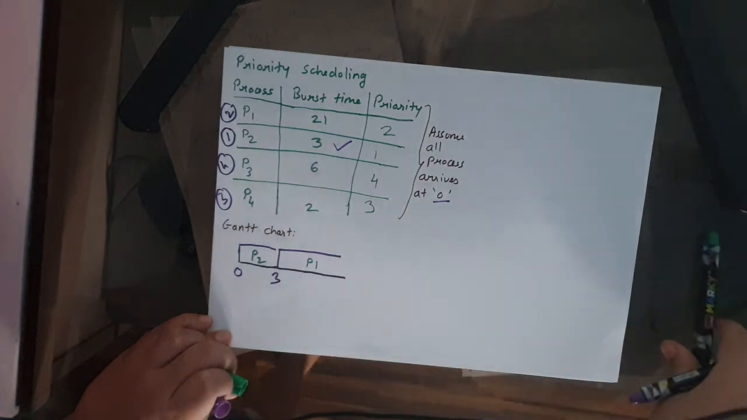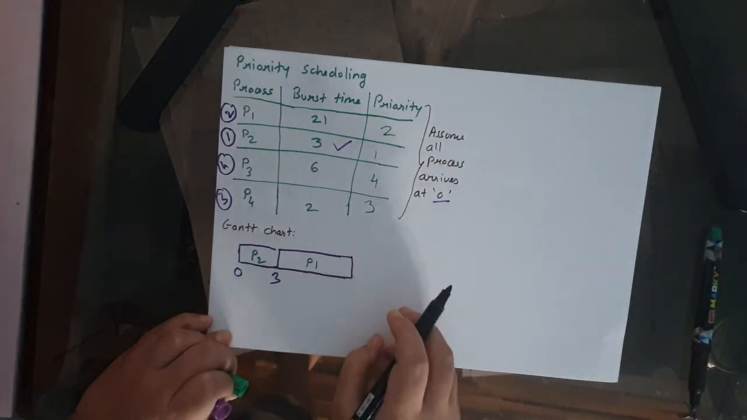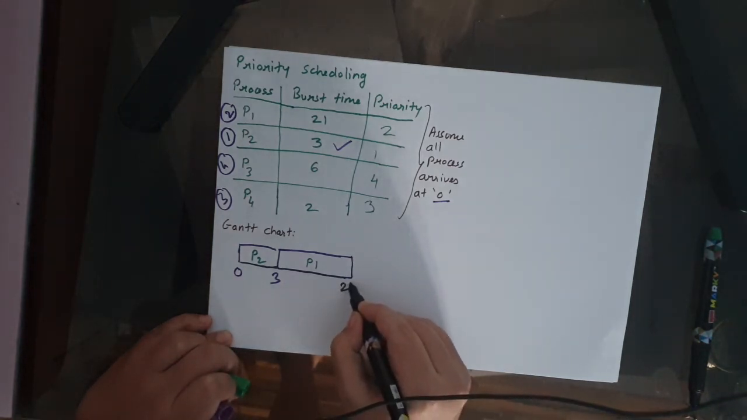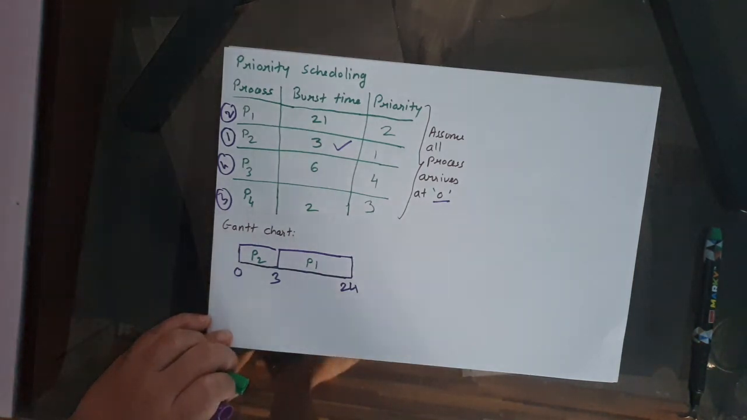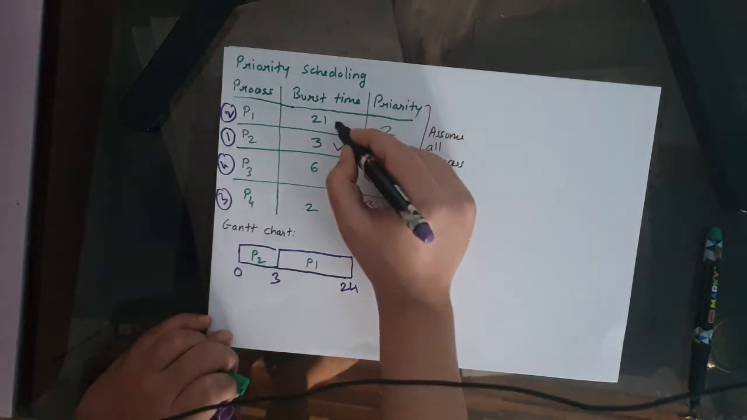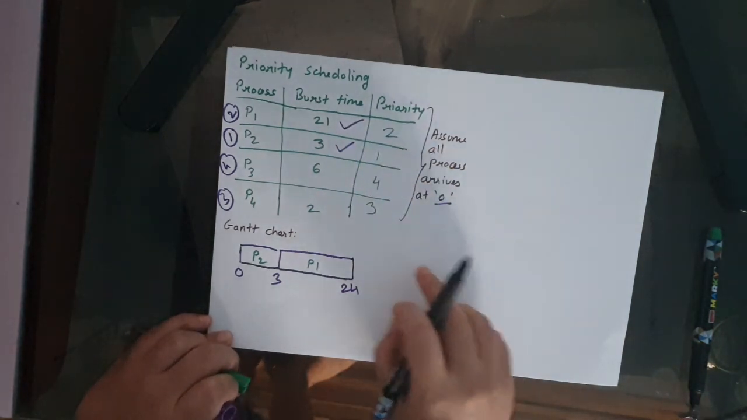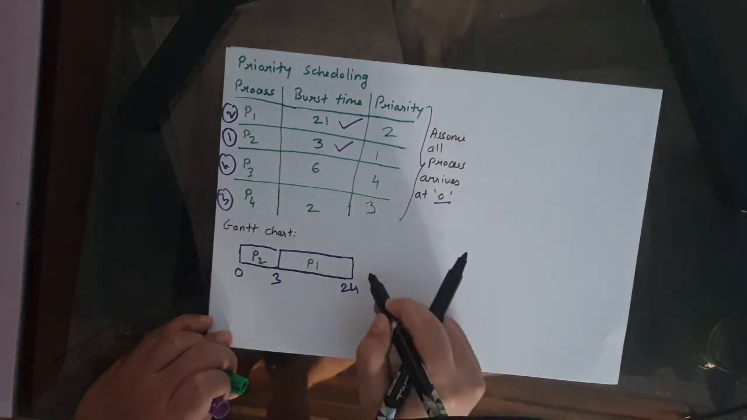It is supposed to execute for 21 time units. So 3 plus 21 is nothing but 24. With this, the execution of P1 is complete. And then we go to the third highest priority, that is nothing but P4. So P4 gets the CPU.